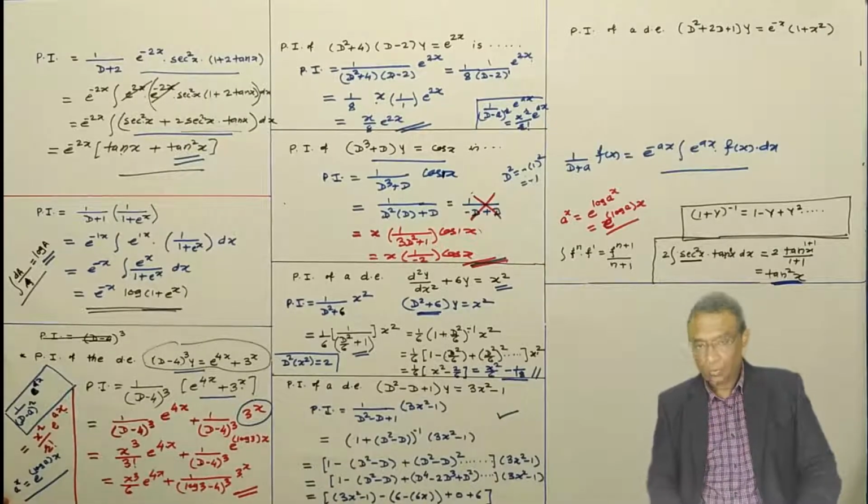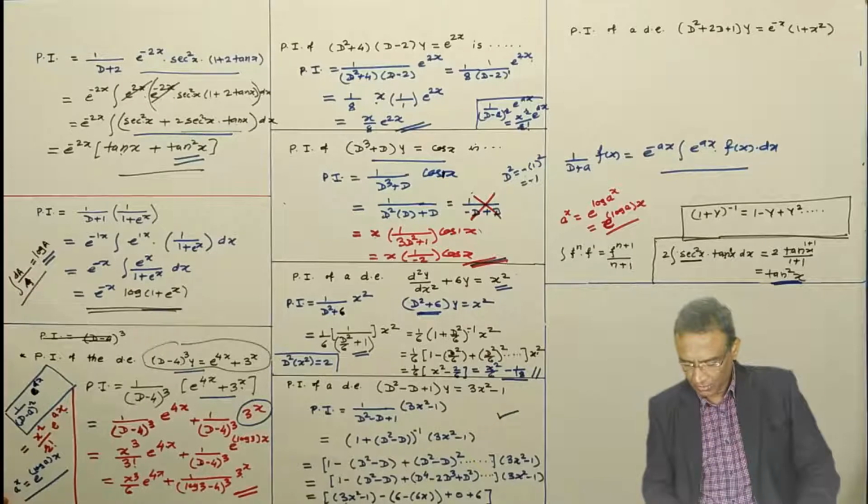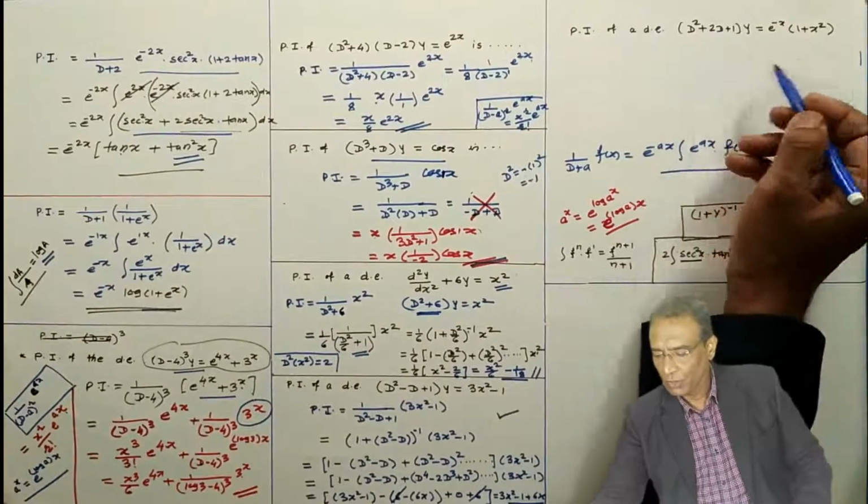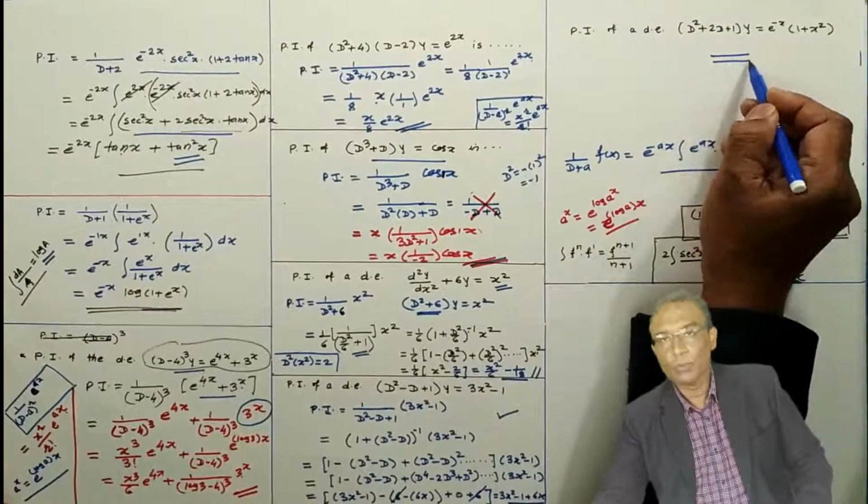We don't have space here. The 3x square minus 1 minus 6 plus 6 cancel. After opening the bracket, 3x square minus 1 plus 6x. 3x square minus 1 plus 6x is the particular integral. Now this problem is for you. You can solve this problem on your own.